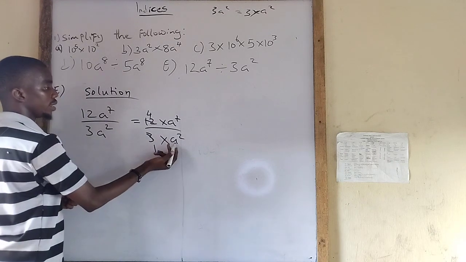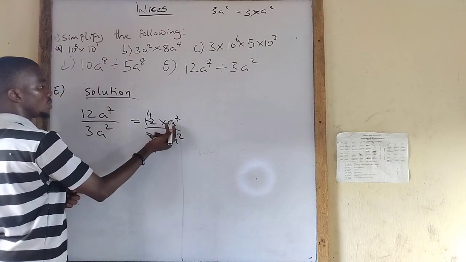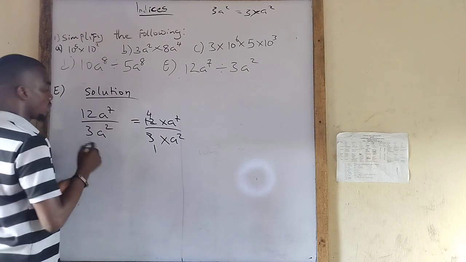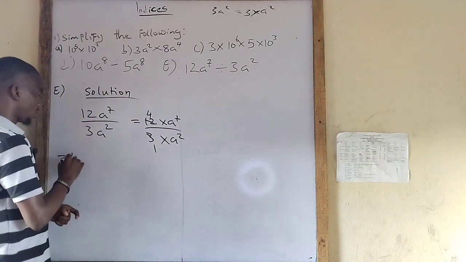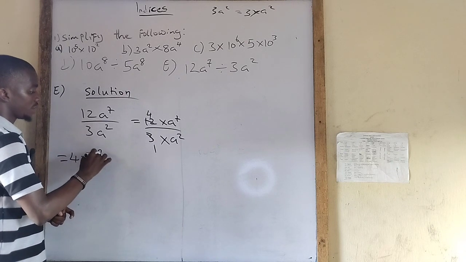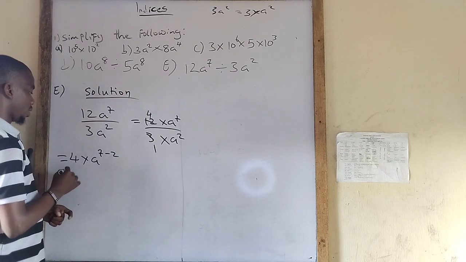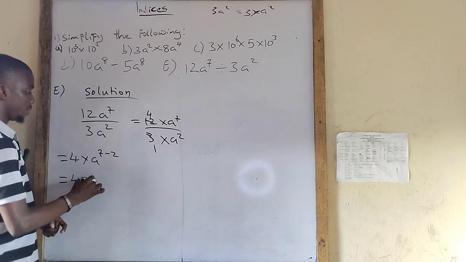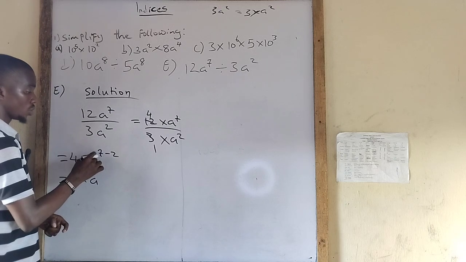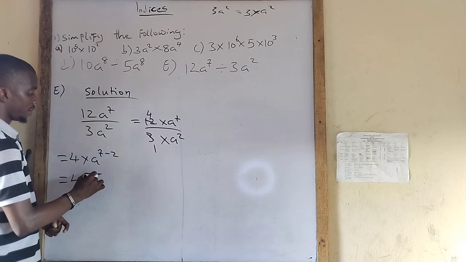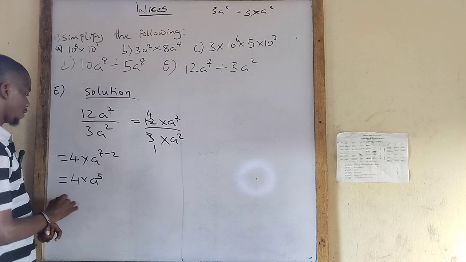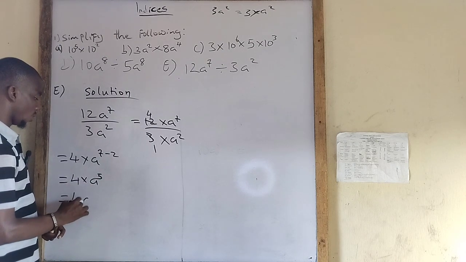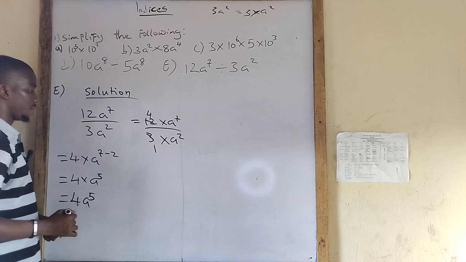All right, and applying the division rule, this will be taken to a single base and subtracted. So we have 4 times a raised to the power of 7 minus 2, which is equal to a raised to the power of 5. So we have 4 times a raised to the power of 5, which is equal to 4a raised to the power of 5.